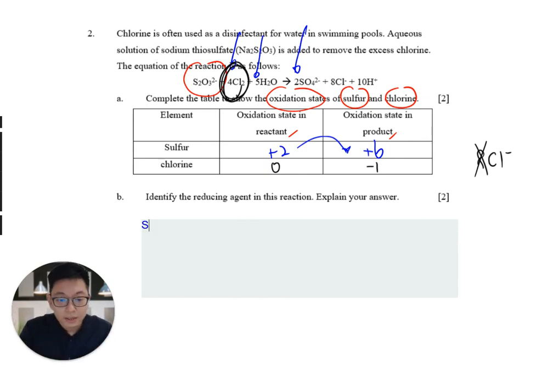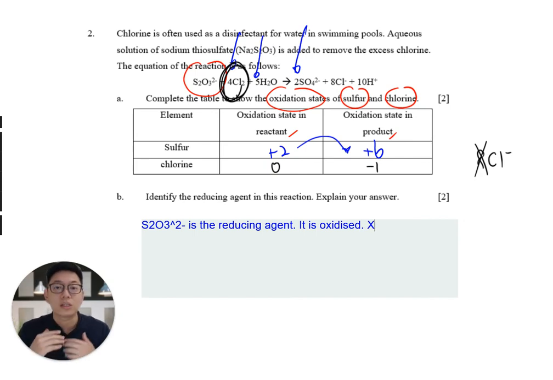So I write, S2O3 2-, alright, is the reducing agent. And then they ask you to explain, you write, it is oxidized. Then this is, you get a big fat cross, it is not correct. Okay? Now you've got to explain that something is a reducing agent because of what it does. It's a reducing agent because it reduces the other guy. Alright, so in this case, the correct answer is, it reduces chlorine to Cl-.